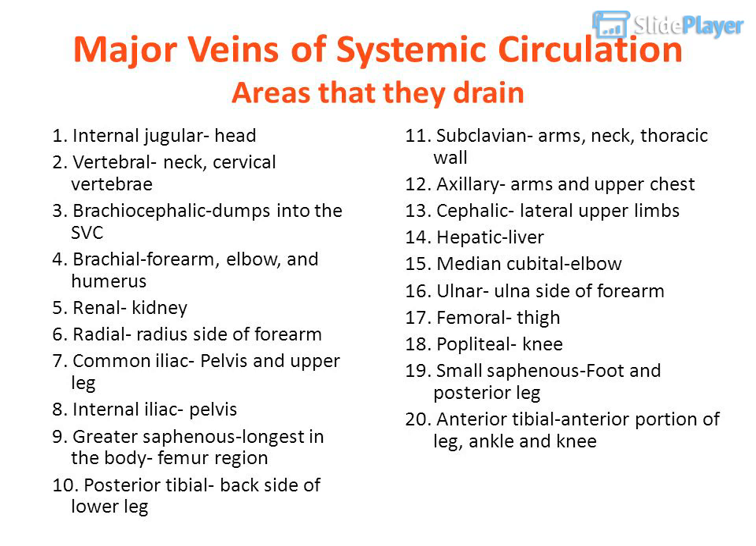Major veins of systemic circulation, areas that they drain. 1. Internal jugular, head. 2. Vertebral, neck, cervical vertebrae. 3. Brachiocephalic, dumps into the SVC. 4. Brachial, forearm, elbow, and humerus. 5. Renal, kidney. 6. Radial, radius side of forearm.